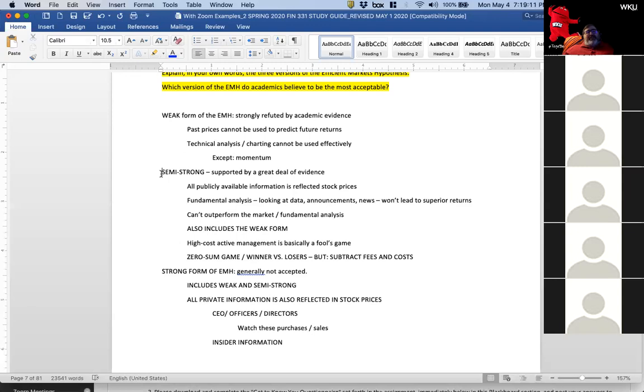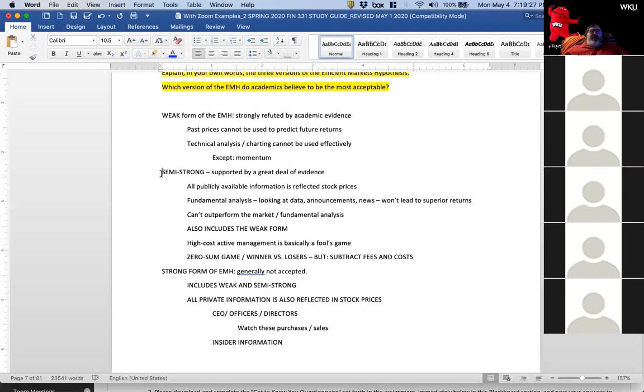Kind of the reason for that is it's a zero-sum game. Anybody who outperforms the market, somebody's got to underperform the market. That's the zero-sum game. But the other thing you have to do is subtract fees and costs. That means there's going to be more losers than there are winners.